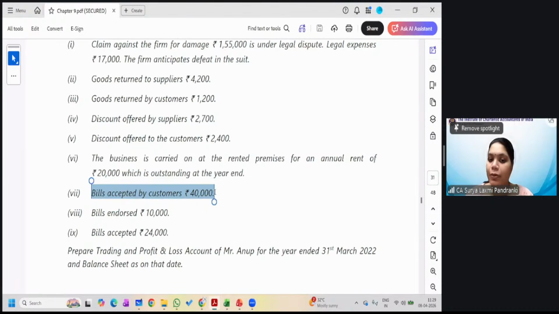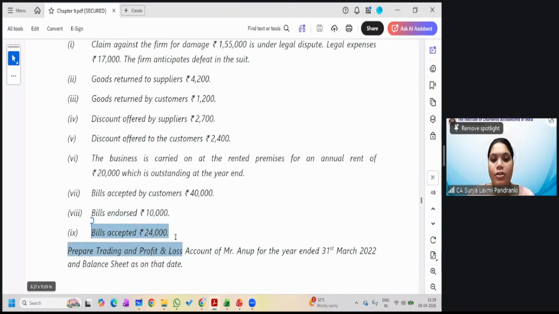Then you have bills accepted by the customers, bills endorsed, and bills accepted. What are bills endorsed? Yes, Sunidhi, you were raising your hand. What are bills endorsed? Means, ma'am, bill receivable is given to a creditor. Yes, it's nothing but you just endorse it to someone else. Like it's an exchange that is done, right? So that this is given to a creditor. So this one thing you will have to record in your creditor's account.